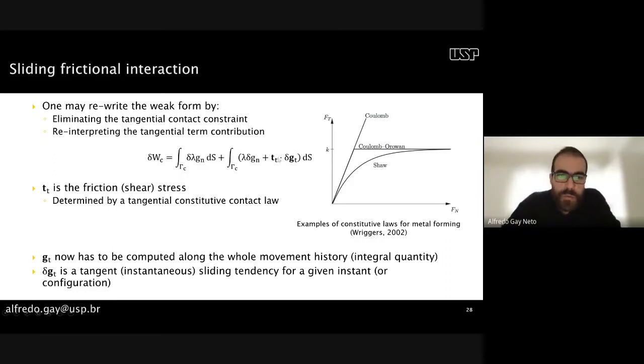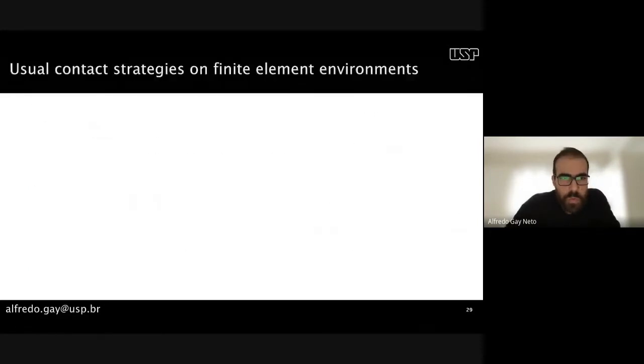And how to evaluate this friction shear stress? This can be really complicated, but you can use Coulomb friction, for example. It's usually a relation between the normal and tangential force. In Rieger's book, you have some examples in this figure. What you need is to establish a tangential constitutive contact law, in order to have a way to evaluate this shear stress when you have friction. That's what you do. So this is the idea.